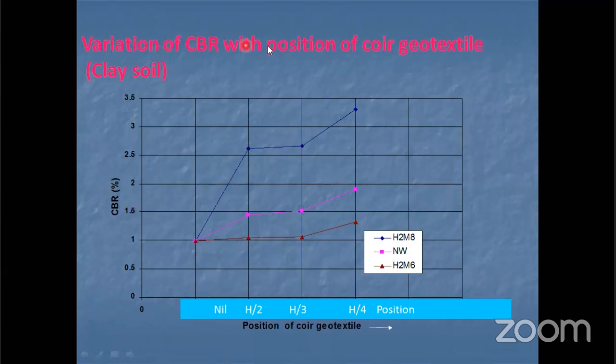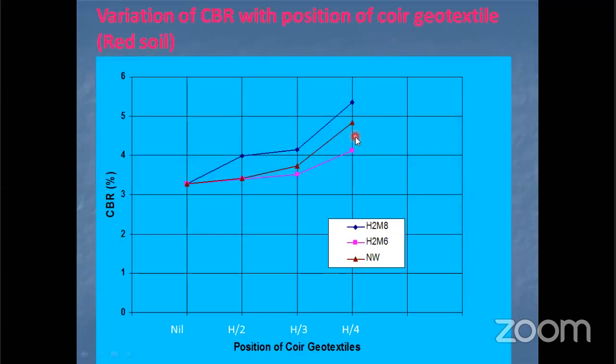Now coming to the position of geotextile. No geotextile here, and this is at H2, that is the center, and this is at H3, and this is at H4, that is from the top surface, H4 depth where geotextiles are placed. So as we said earlier, as we put the geotextile nearer to the loading surface, the improvement will be more. This is in the case of the red soil, and the same thing in the case of the clay.